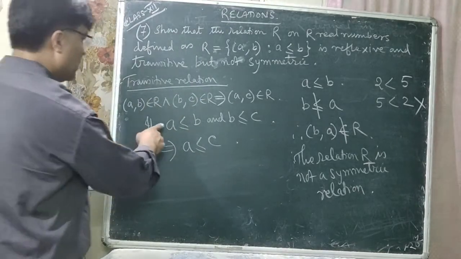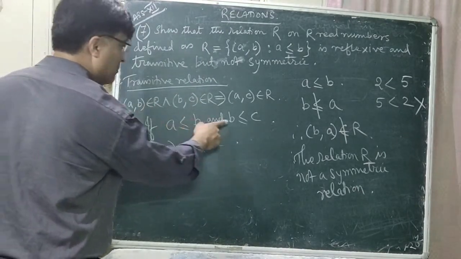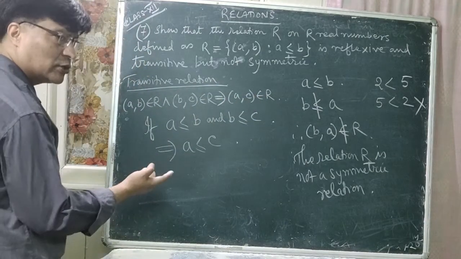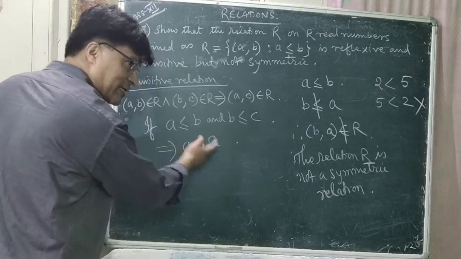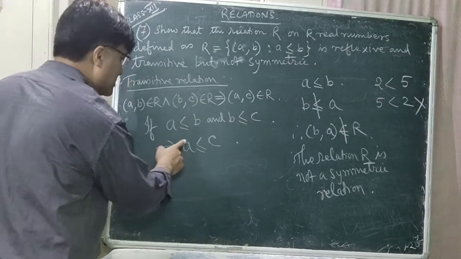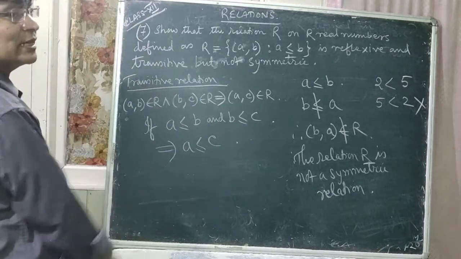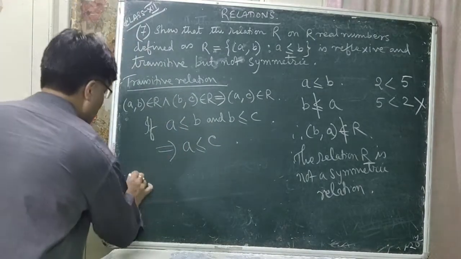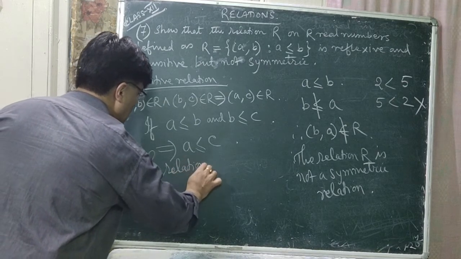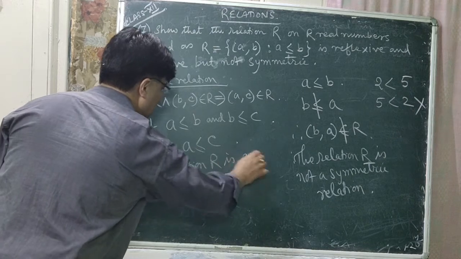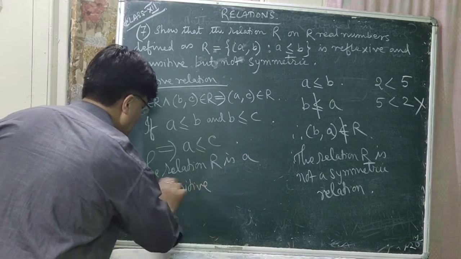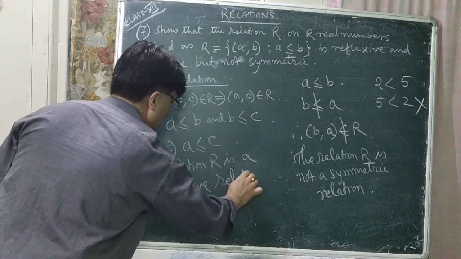So here, if (a, b) belongs to the relation R and (b, c) belongs to the relation R, then (a, c) belongs to the relation R. It will imply a is less than or equal to c. If a is less than or equal to b and b is less than or equal to c, then a is less than or equal to c. So the relation R is a transitive relation.